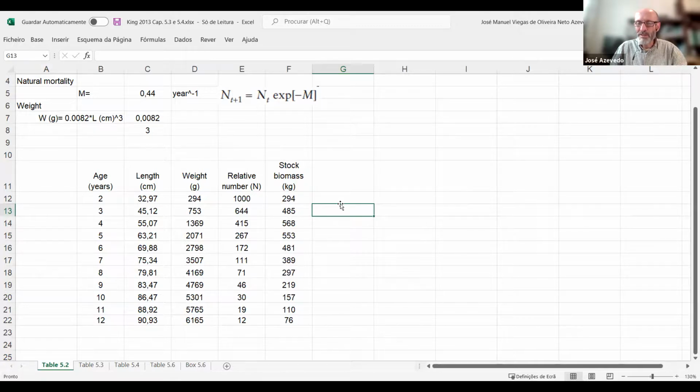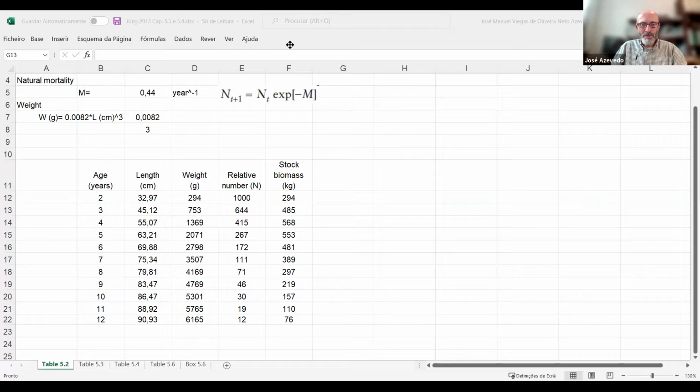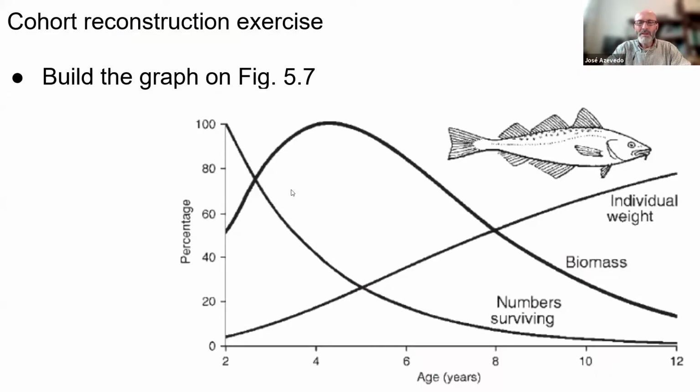do graphs with this. Let me go back to the presentation. Where is it? Here. And you are expected then to build this graph, right? Taking the values of numbers of animals, biomass, and individual weight, and you can try to do that using your data. Build this graph where you will see what I have just mentioned, right?